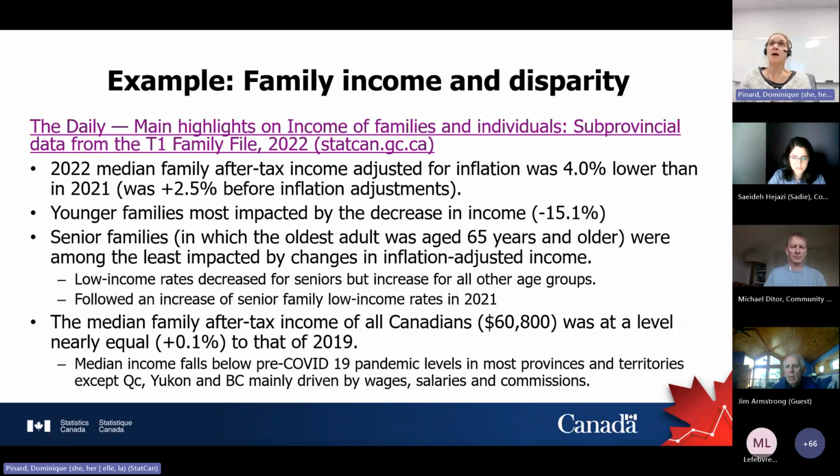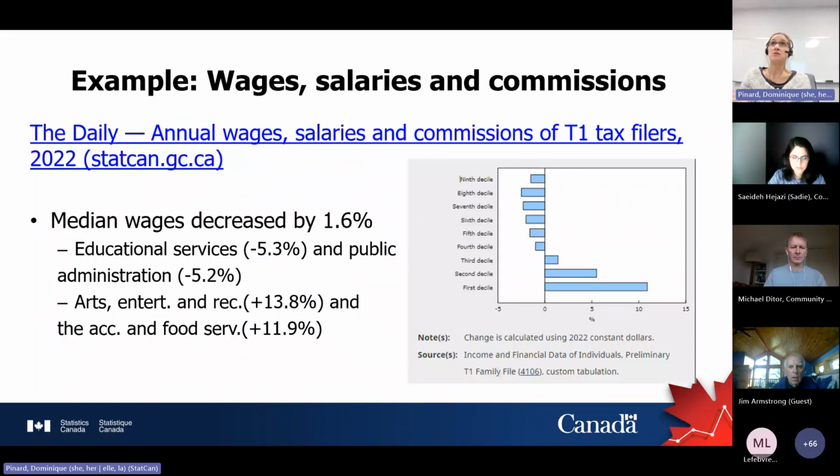I mentioned that there are 2 types of release. You have the final release, which I just covered, and here is a little bit more about the preliminary, what can be said about the preliminary. I think this is a really interesting slide. You see that the median wage decreased by 1.6%, mostly in 2022 compared to 2021 in constant dollars, mainly because educational services decreased and public administration also decreased.